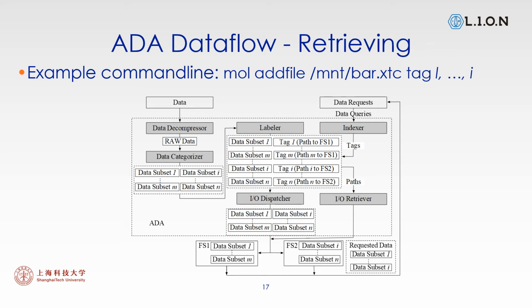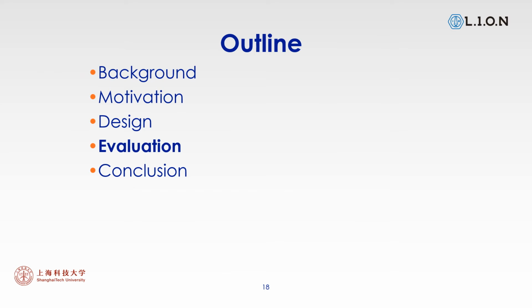Take an explicitly tagged command line as an example. The indexer analyzes the data query and maps tags to paths of the needed data subsets. So, the I/O retriever can send its I/O requests to the underlying file system and then obtain the requested data. We implement a prototype of ADA, which employs VMD as a target application.